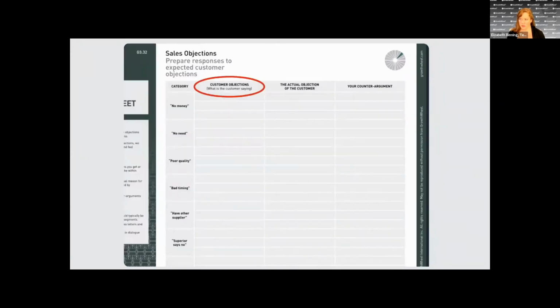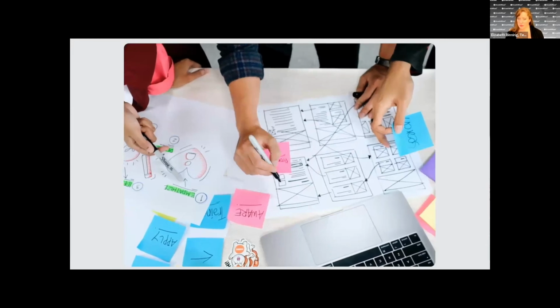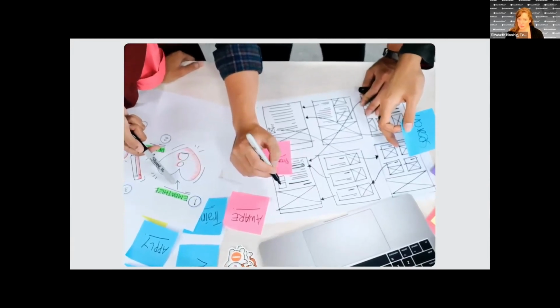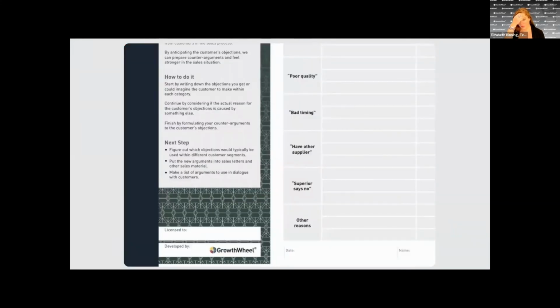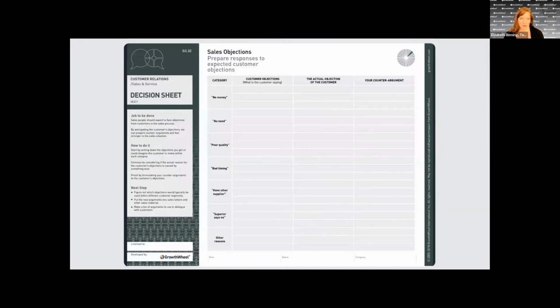Get started by writing down the objections you get or could imagine the customer to make within each category. Continue by considering if the actual reason for the customer's objections is caused by something else. Finish by formulating your counter arguments to the customer's objections. Next, take some action steps. Figure out which of these objections would typically be used within different customer segments. Put the new arguments into sales letters and other sales materials. Make a list of arguments to use in dialogue with customers. And that was a quick introduction to the Sales Objections GrowthWheel decision sheet.